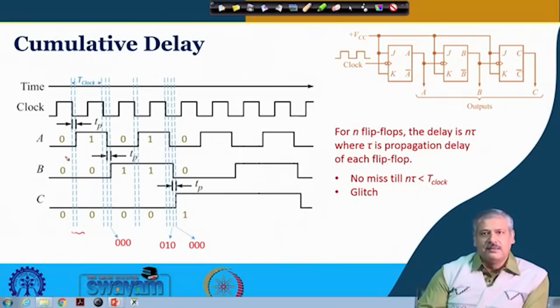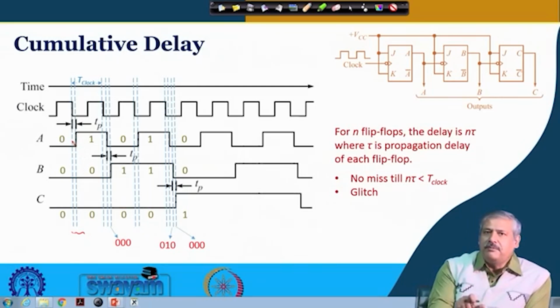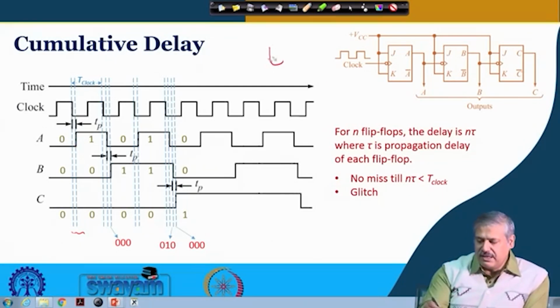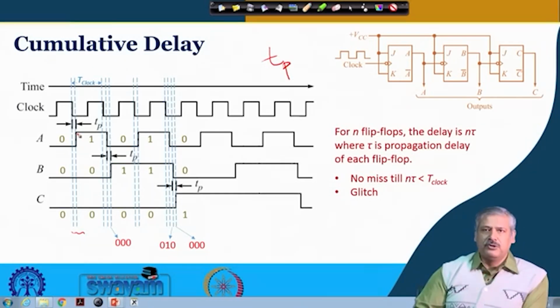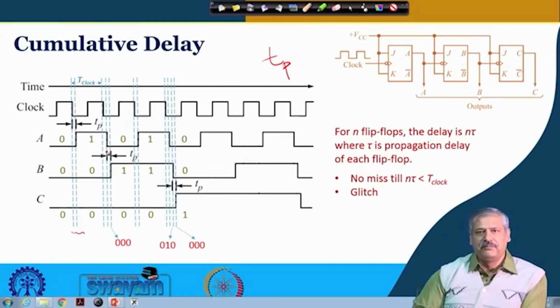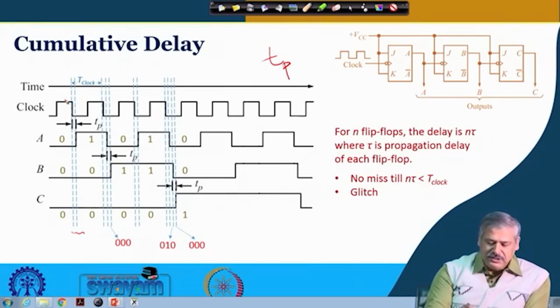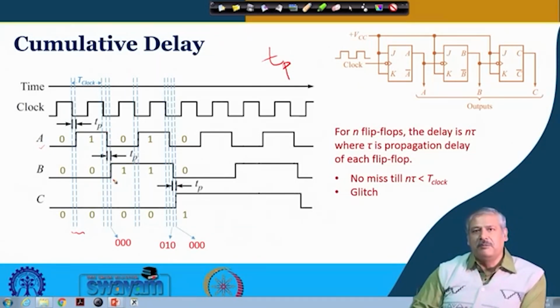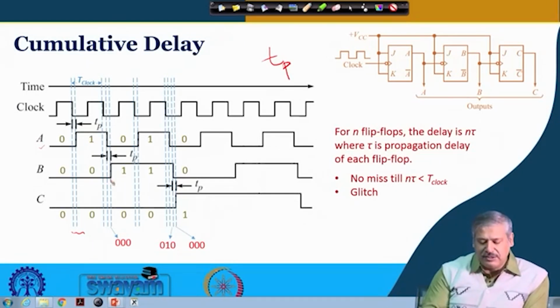Now flip flop A is changing, but it will take a propagation delay, which is defined here as T suffix P. So after that time only A will go up. Similarly, A will go down here after that propagation delay Tp. Is it fine? That will happen in every case. Now flip-flop B is not fed by the clock directly, it is fed by flip-flop A. So when flip-flop A changes, after that one more propagation delay is required inside flip-flop B for its output to change.